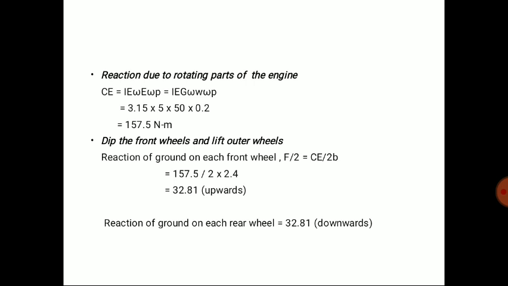Similarly, you can see here the front wheel is dipping. So the reaction will act in the direction opposite to the gyroscopic couple. Dipping means it will try to move up, so the reaction will act upward. And the rear wheel is lifting due to the gyroscopic couple, so the reaction will try to bring it downward.